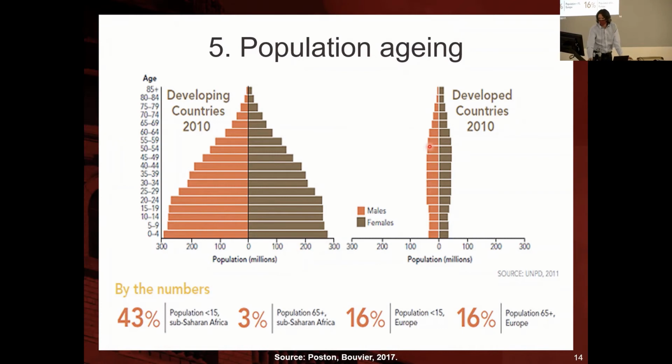And here just some percentages to summarize it. 43% of the population in sub-Saharan Africa was below 15 years of age, while 16% in Europe were children below 15 years of age. So 43 and 16, much younger population in sub-Saharan Africa than in Europe. And what about the older people? Sub-Saharan Africa, only 3% of the population with at least 65 years of age. And in Europe, around 16%, right?